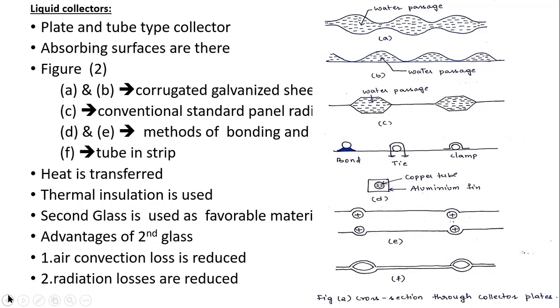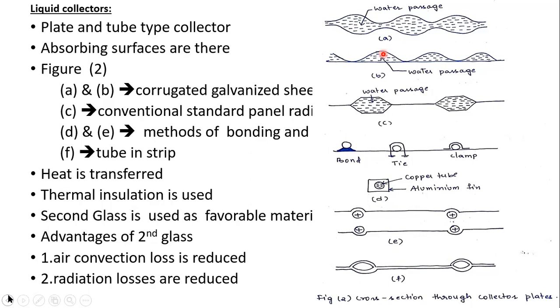As shown in figures A and B, a corrugated galvanized sheet is used here. Figures A and B show two ways in which it has been used. In the first way, it is used completely, bottom and up, and in the second one only the upper part is used. Only the upper part is used for water passage. Here, high volumes of water passage is there.